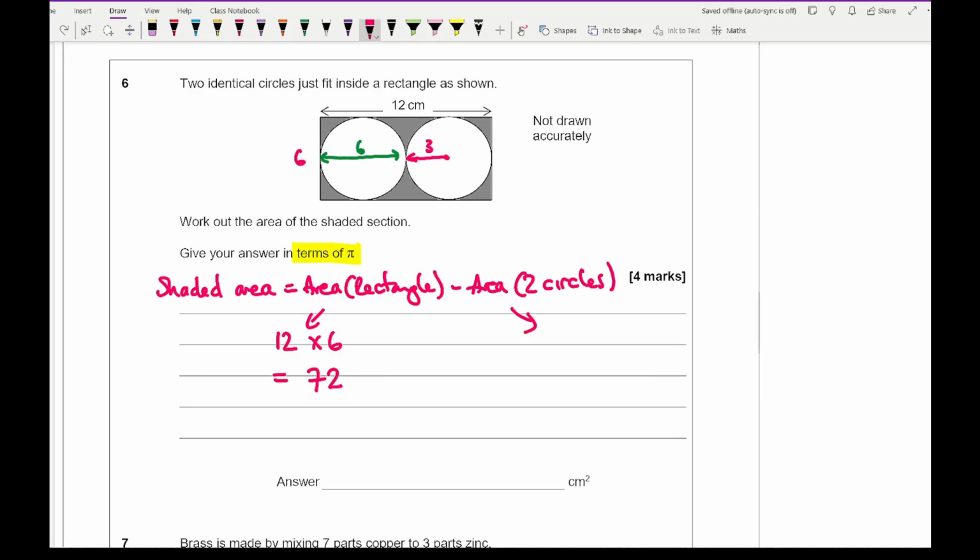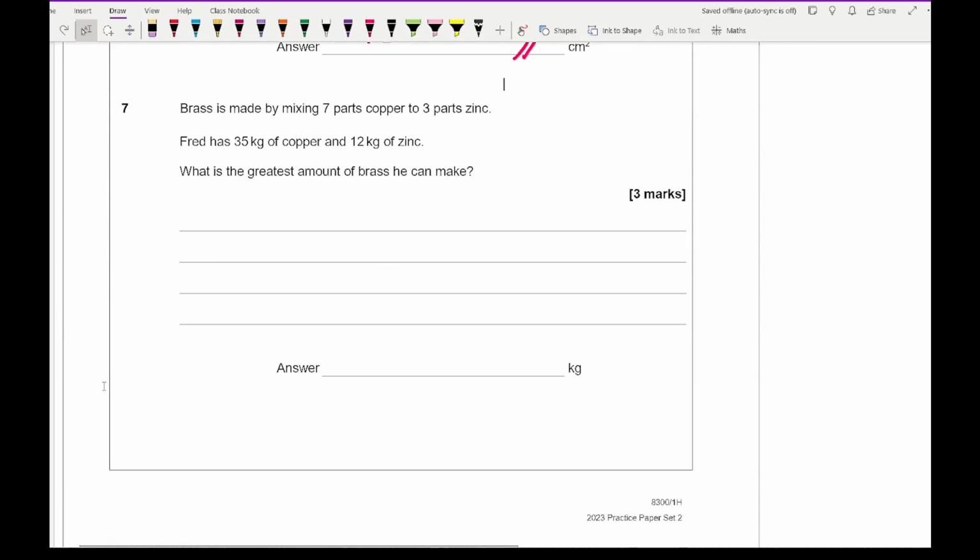And the area of a circle is pi r squared, so that's going to be 9 times pi, but I've got 2 of those, so I need to multiply by 2, so that gives me 18 pi. So then working out the final answer, I've just got to take away those two things, which is 72 minus 18 pi.